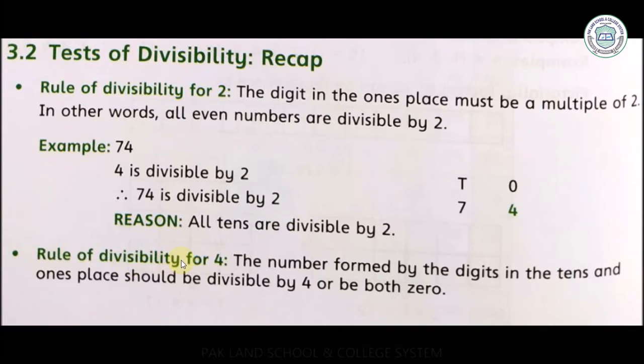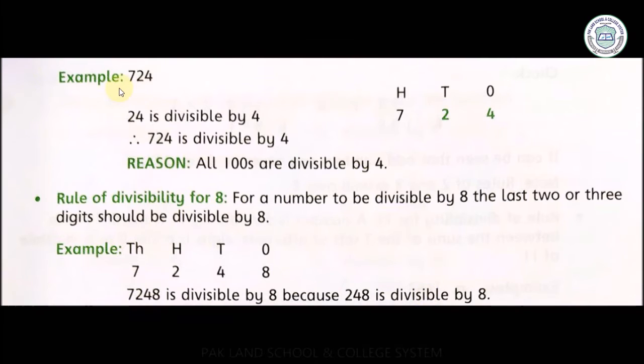Rule of divisibility for 4. The number formed by the digits in the tens and ones places should be divisible by 4 or be both 0. For example, 724. Ones, tens, hundreds. 24 is divisible by 4, and so 724 is divisible by 4. All hundreds are divisible by 4.